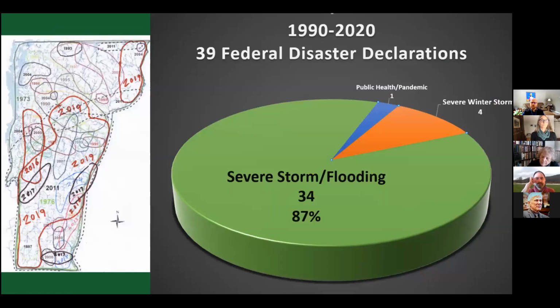When we think of federal disaster declarations, flooding predominates. We've received 34 declarations related to flooding in the last 30 years, 12 in the 9 years since Irene. This is kind of steady state for us now. We're always in some mode of flood recovery and preparing for the next flood.